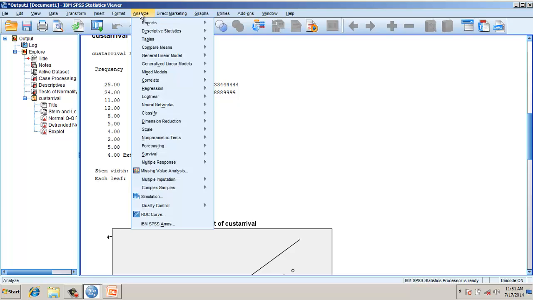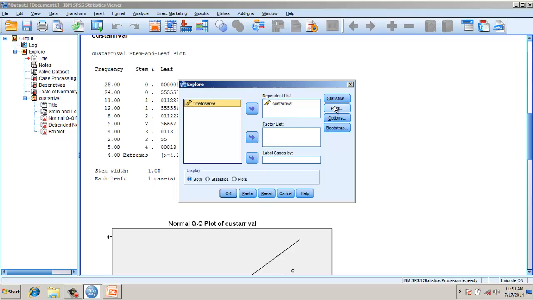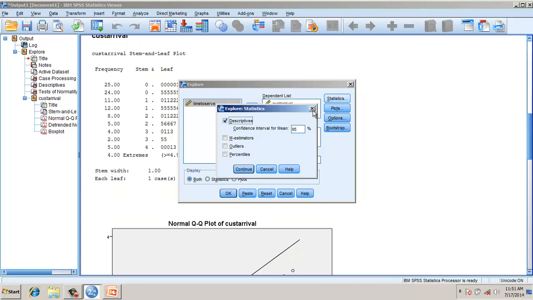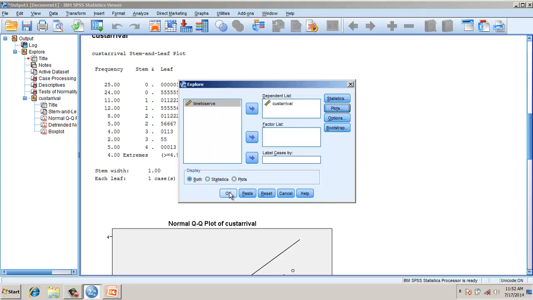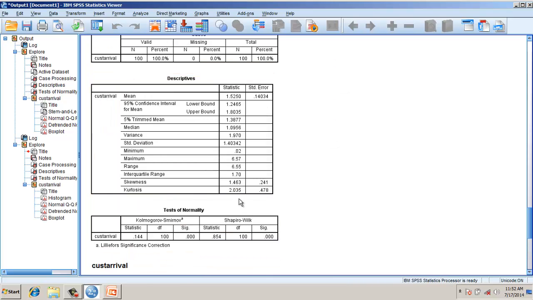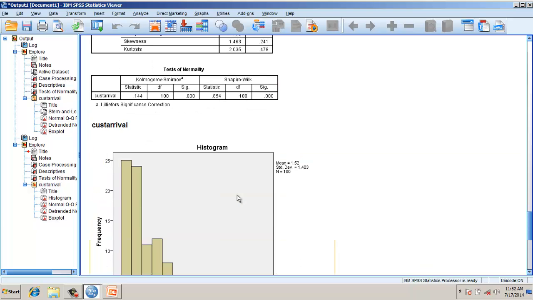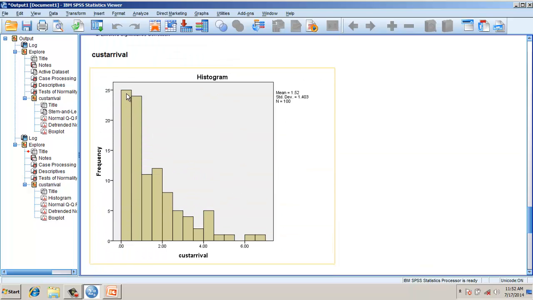Now, to transform the data, I need to do one more thing. I need to look at the histogram. Histogram is seen to understand the skewness of data. If you look at this, this is a positively skewed data.